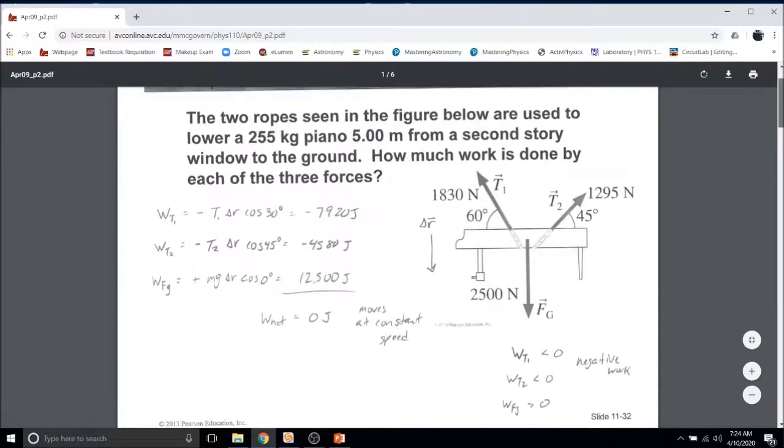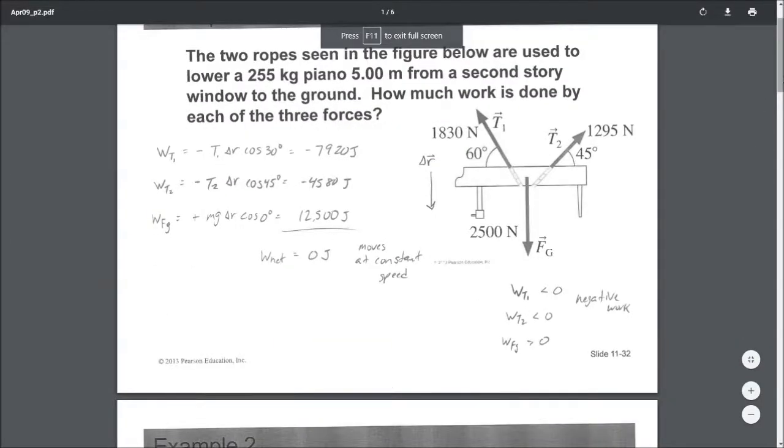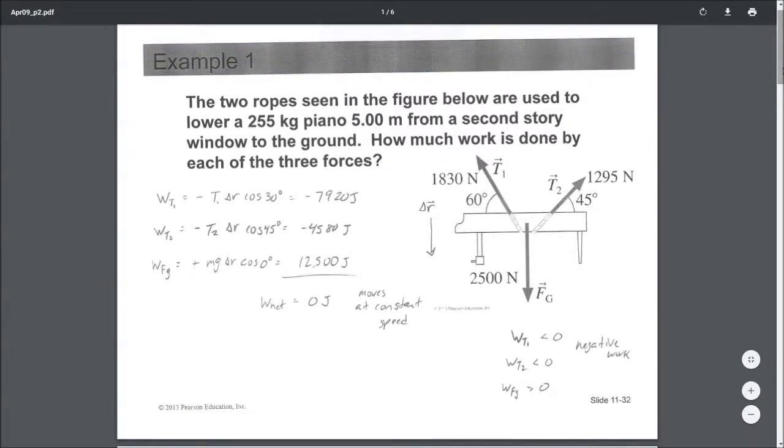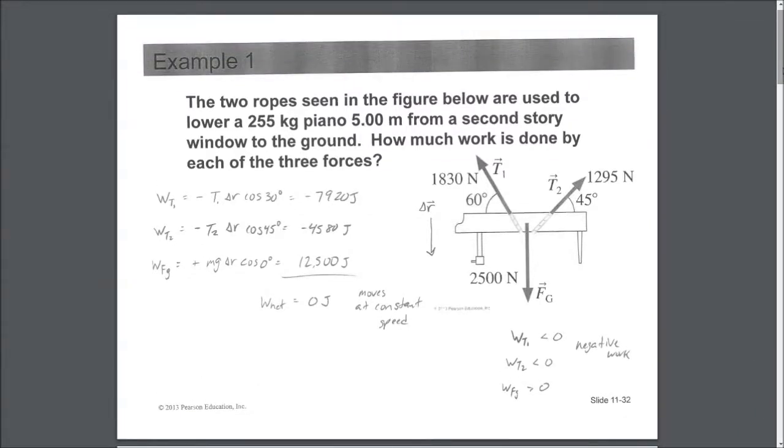So we've got these two ropes that pull up into the sides, and on this piano we've got gravity going down. We're trying to figure out how much work is done by each of the three forces. For every force, you're trying to get three things: the magnitude of the force, the displacement that occurs while the force is being applied, and the cosine of the angle between the force vector and the displacement vector.